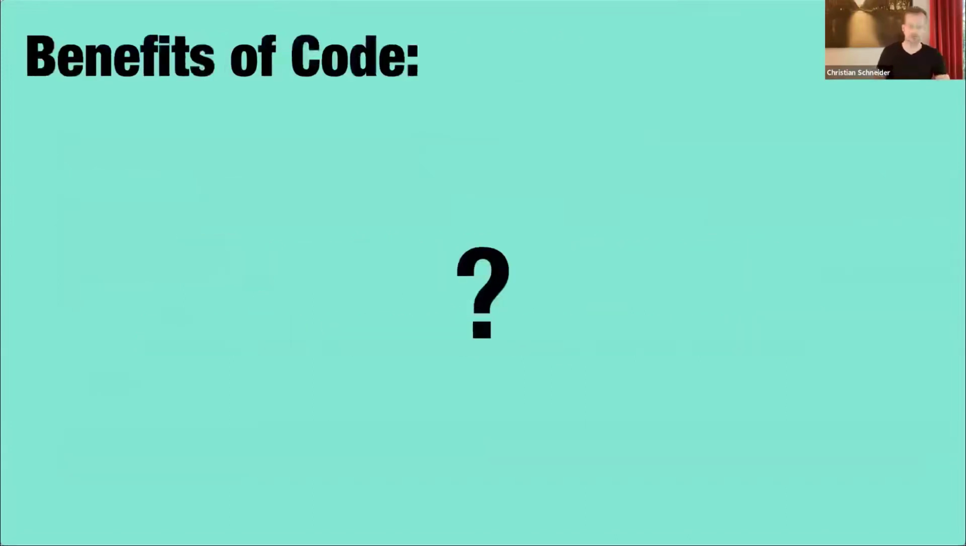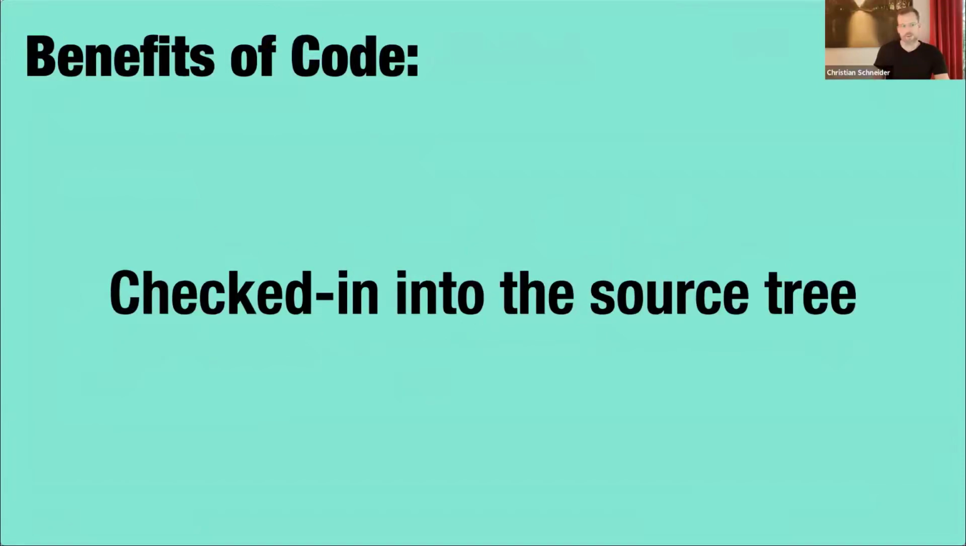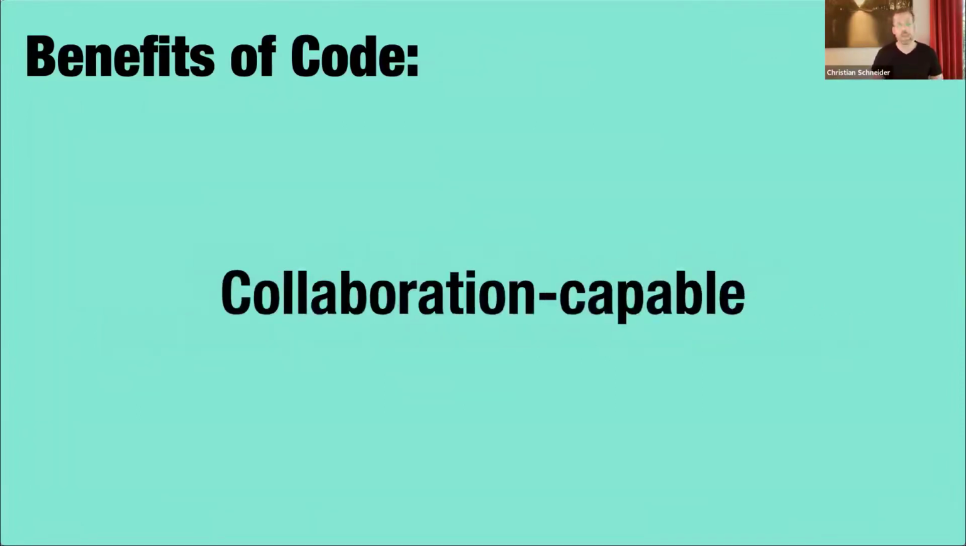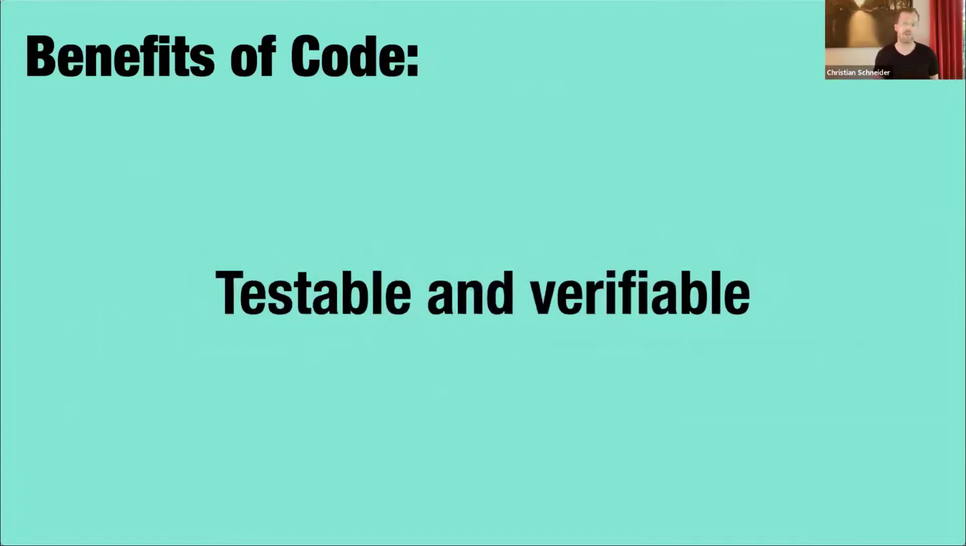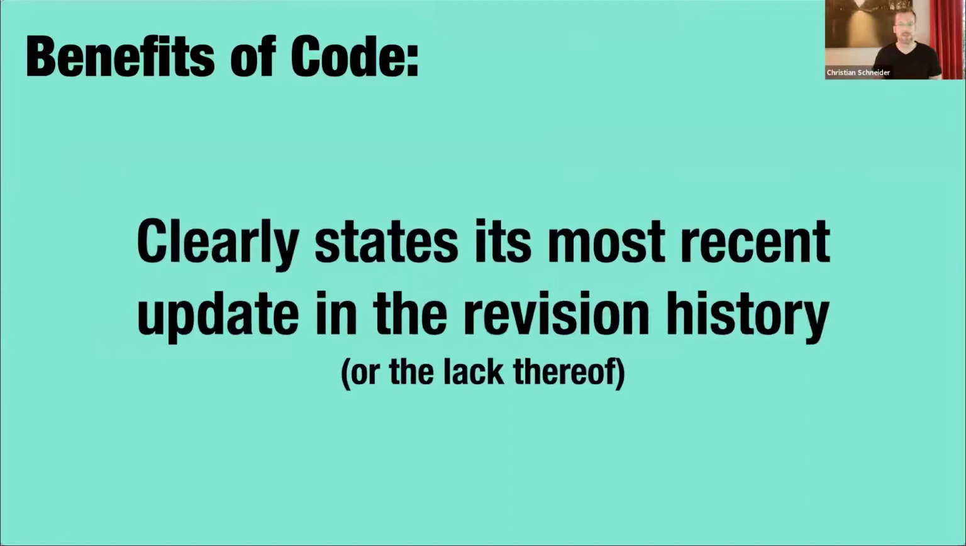What are the benefits of code? It's editable in any IDE, even vi if you want. Checked into the source tree, so that's basically living along with the project if you check that into the project's folder. You can diff it, revert it. It's branchable, mergeable, just as, well, code, which it actually would be. And therefore it's collaboration capable and testable, verifiable, reproducible in terms of what it creates as a result. So these are some major benefits.